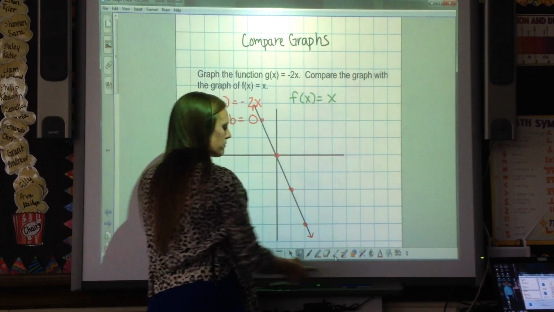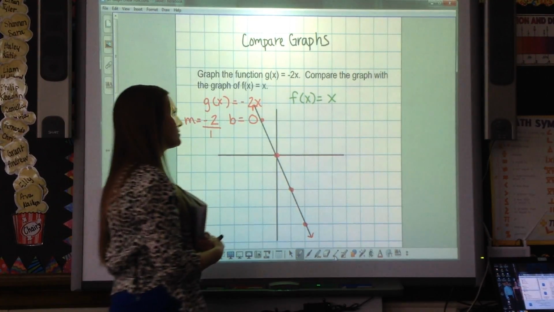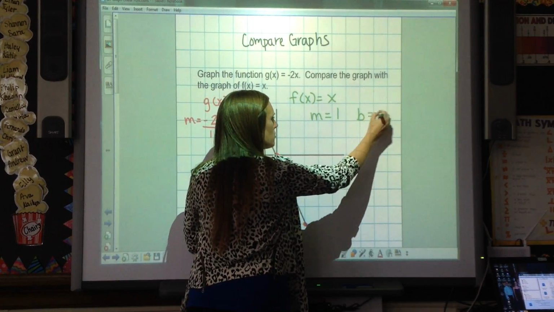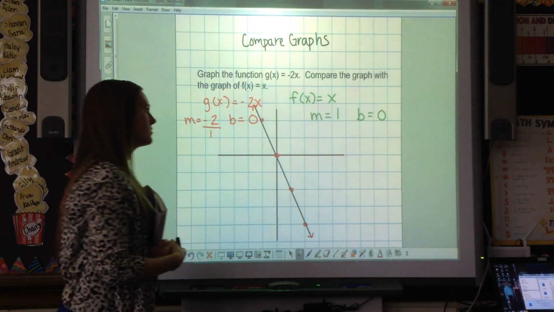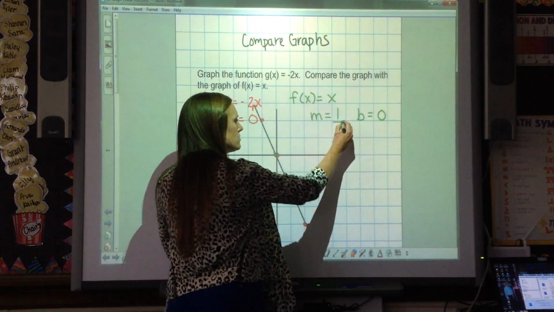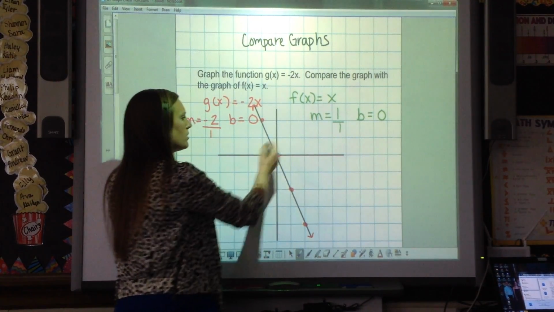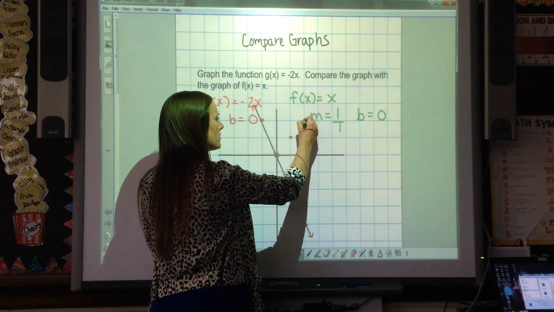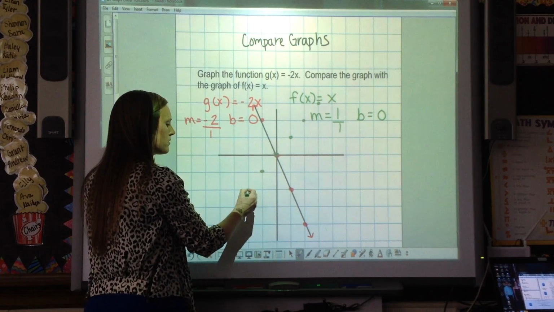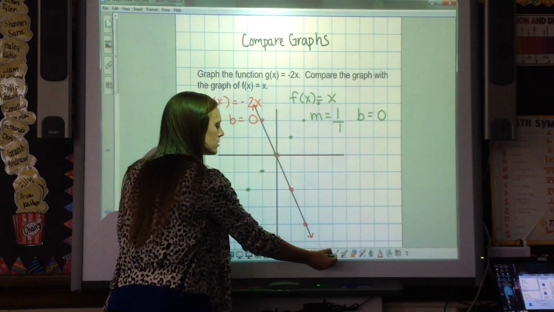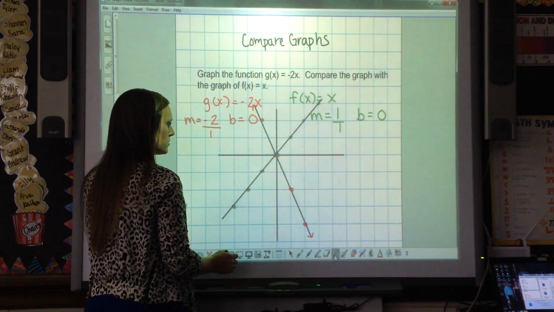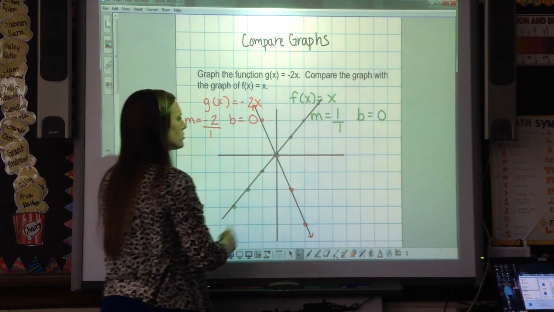So let's graph it first so we can compare the two functions. This slope is 1. Again, there's no y-intercept, so we're starting at 0. Turn this into a fraction. Up 1 to the right 1. I'm also going to do the opposite, down 1 to the left 1. Important that you use that straight edge.